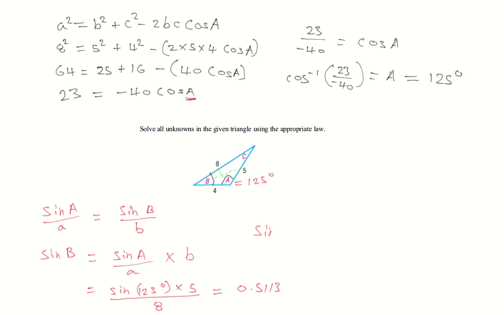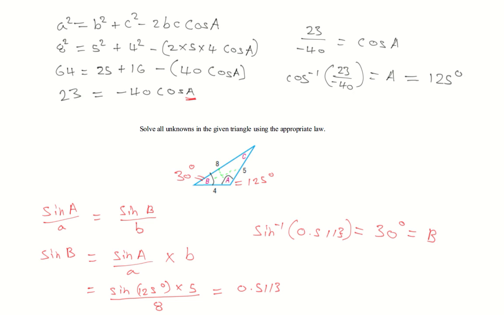So sine inverse 0.5113, and that gives me the angle B. So my answer is 30 degrees, and that is the angle B. So B is equal to 30 degrees.